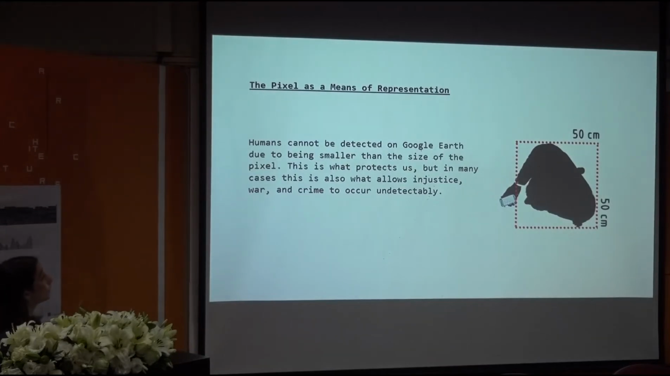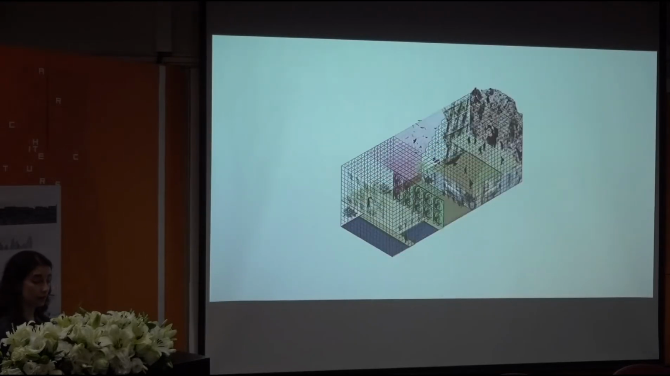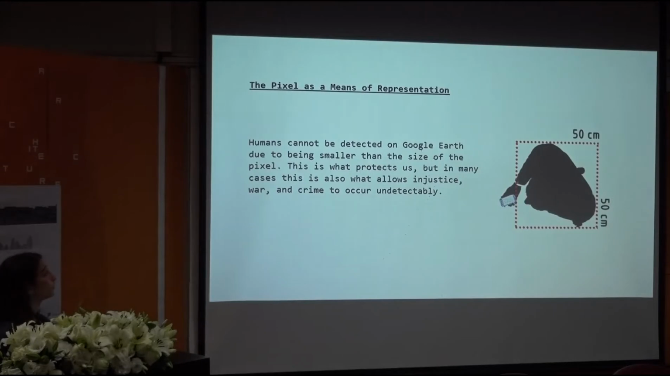Now, I need to talk about representation, and the reason why I picked the pixel as a means of representation throughout all of the three collages is because humans cannot be detected on Google Earth due to being smaller than the size of the pixel. And because all of my research on this occupied site had to be digital and online, and I cannot access the site, I felt this is what would actually help me represent the project. Because humans are smaller than the size of a pixel and cannot be detected on Google Earth, it's usually what protects us, but in many cases, this is also what allows injustice, war, and crime to occur undetected.